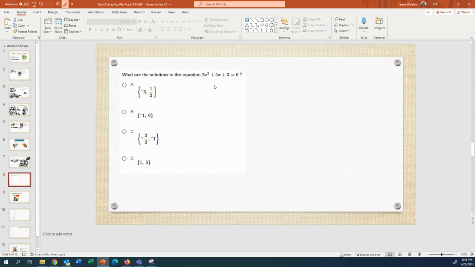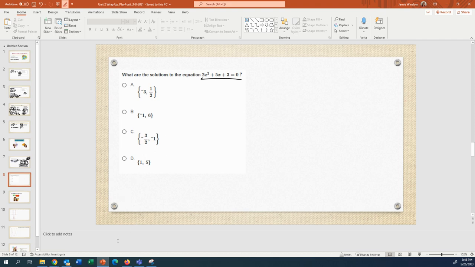What are the solutions to this equation? So here we're using brackets to show solutions. So each of these have 2 solutions. And you really have a choice. We have a few ways to find solutions. We can find them by factoring. We can also find them by graphing. So in this example, I'm going to graph it.